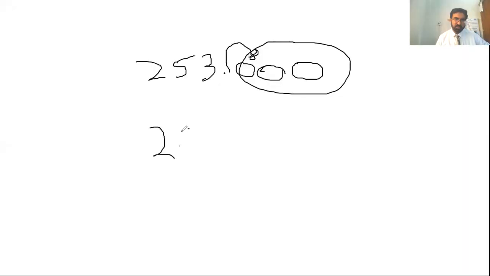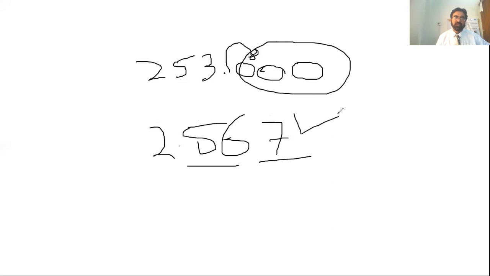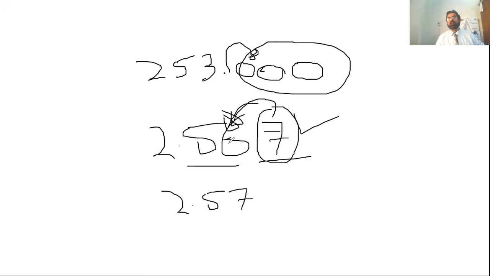For example, 2.567. If you want to round it up to 2 digits after the decimal, you have to remove this 7 by increasing 1 in this digit. It will become 2.57. What is the reason? This 7, if you want to remove it, you have to look into whether it is 5 or more than 5. If it is 5 or more than 5, you have to delete it and you have to add 1. You have to increase this digit by 1. So it will become 2.57.